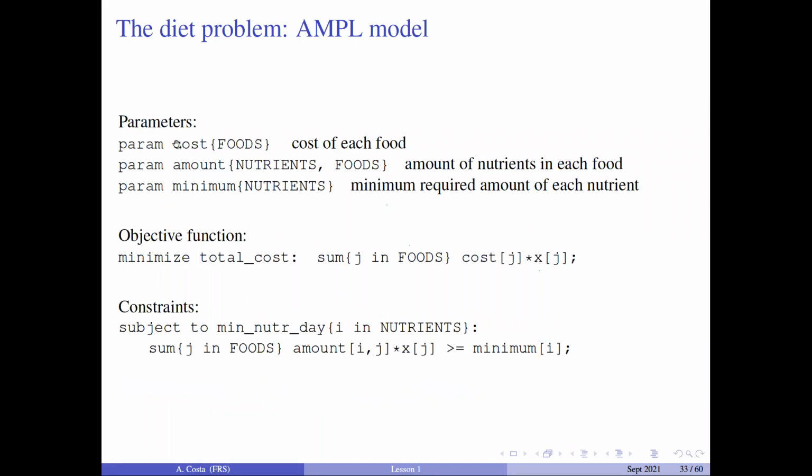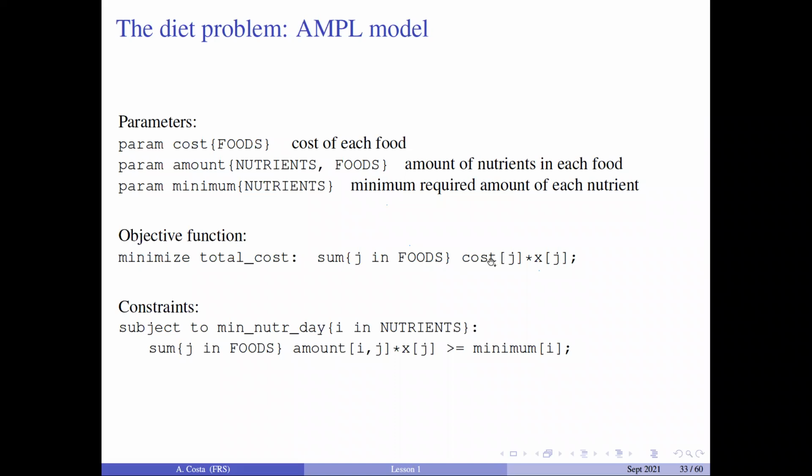It's okay. What about the parameters? So for each food, we have cost. So we have a parameter cost, and this means, if you remember, for each element in food, we have the cost, we have the amount. So this is the matrix. This is telling how many units of nutrients for each food. Okay, and then we have the parameter B, so the right-hand side of the constraints, what is the minimum requirement for each nutrient.